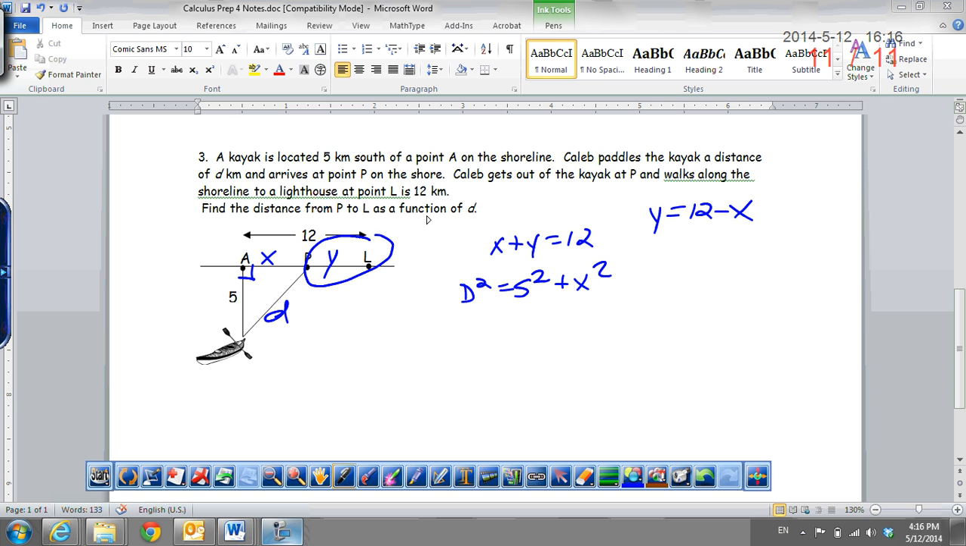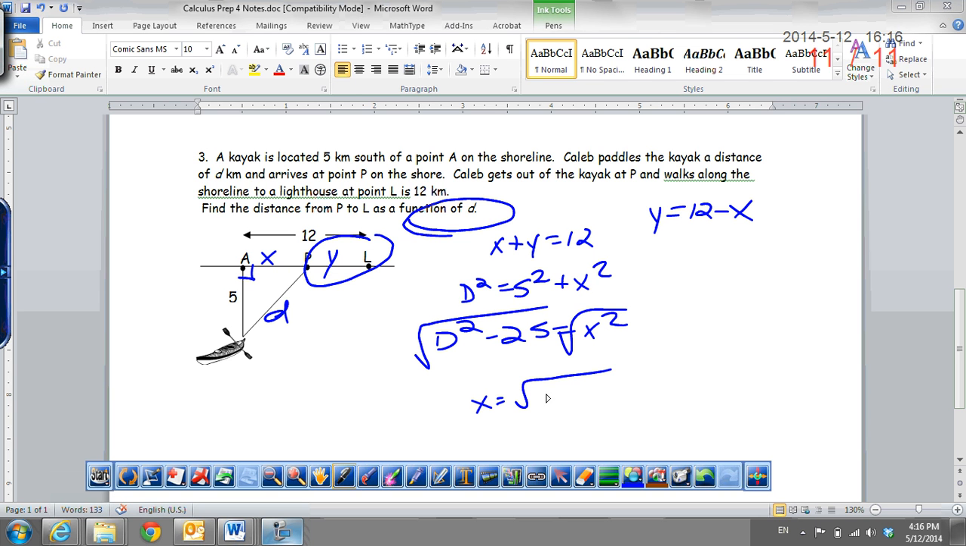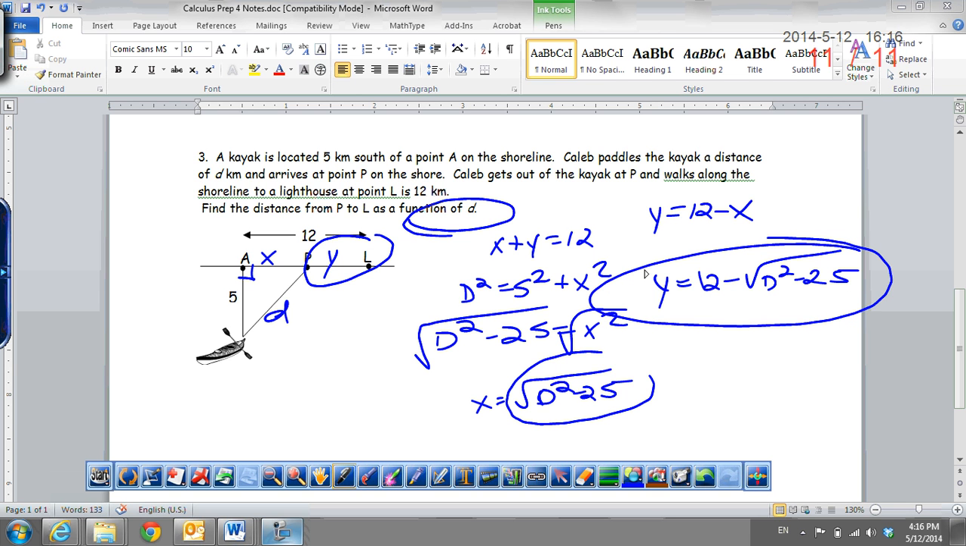But we want it as a function of d, so I'm going to solve this one for x, so I get d squared minus 25 equals x squared. I take the square root of both sides, and that means that x is just going to be the square root of d squared minus 25. We can't break that down at all. So I'm going to take that, plug it in, I'll be done. So y, the distance between P and L, is 12 minus the square root of d squared minus 25. And we have rewritten it as a function of d.